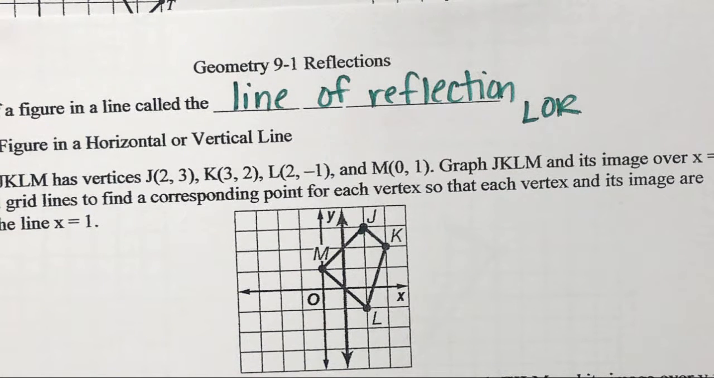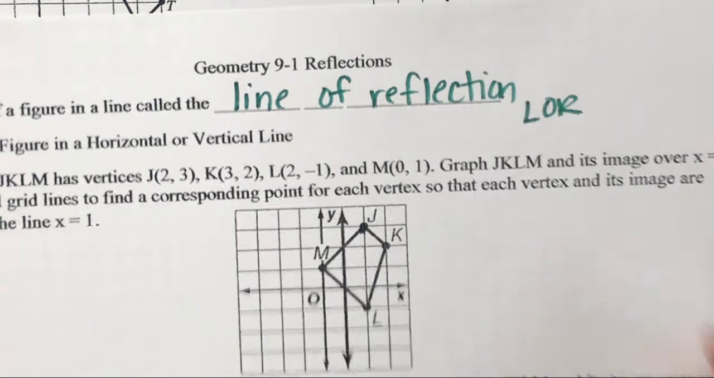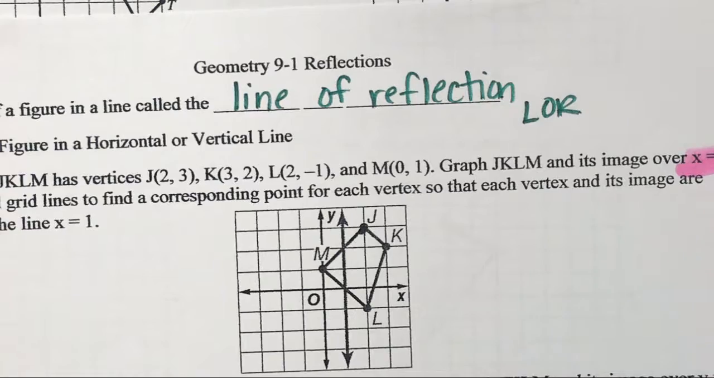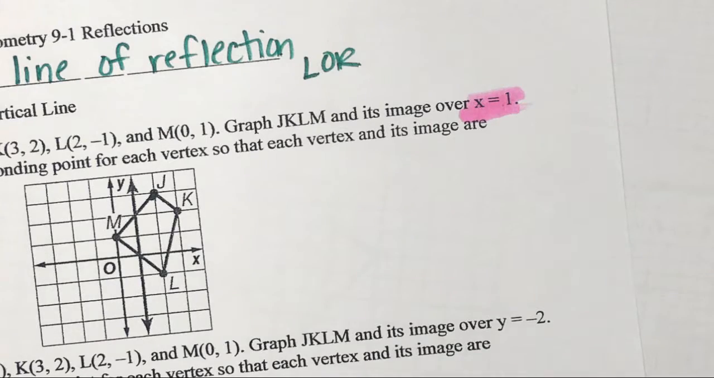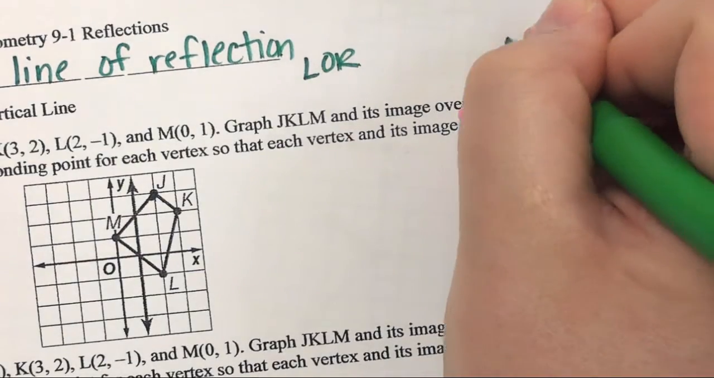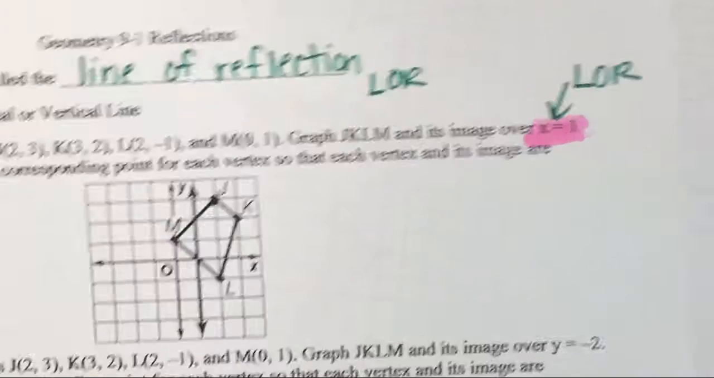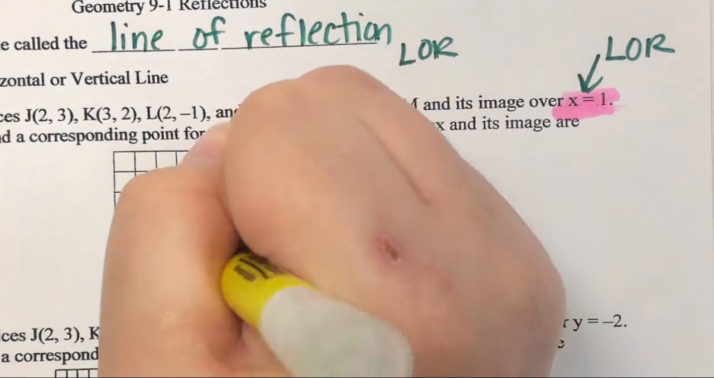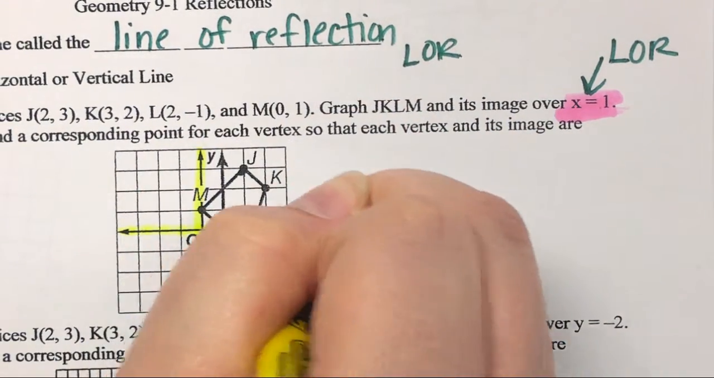Okay, they tell you that we have this quadrilateral. They tell you to graph it, and its image over x equals 1. So x equals 1 is our line of reflection. Now, I'm going to be highlighter crazy if you want to be colorful too. You don't have to be. Okay, so it's kind of hard to see in this picture, so I'm going to color in the coordinate plane just for fun.